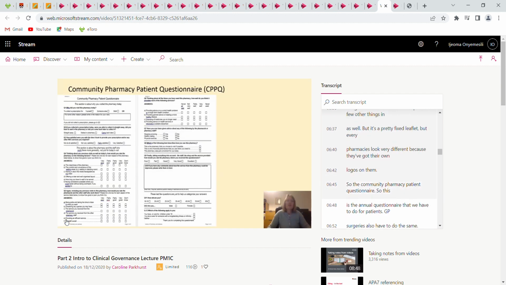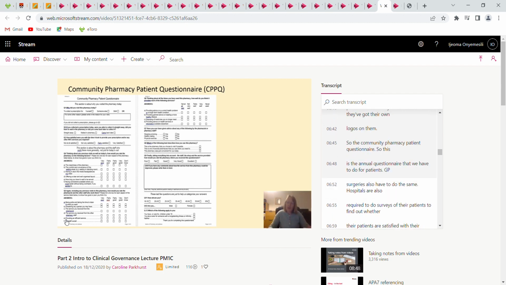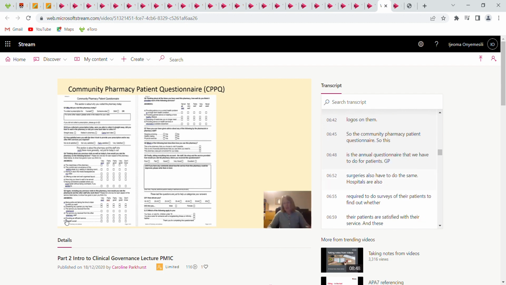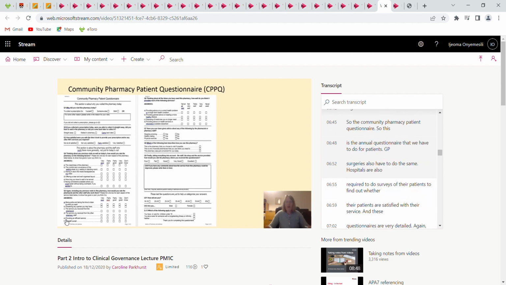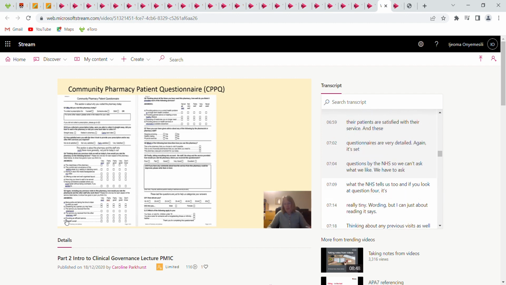So the Community Pharmacy Patient Questionnaire. So this is the annual questionnaire that we have to do for patients. GP surgeries also have to do the same. Hospitals are also required to do surveys of their patients to find out whether their patients are satisfied with their service. And these questionnaires are very detailed. Again, it's set questions by the NHS. So we can't ask what we like, we have to ask what the NHS tells us to.